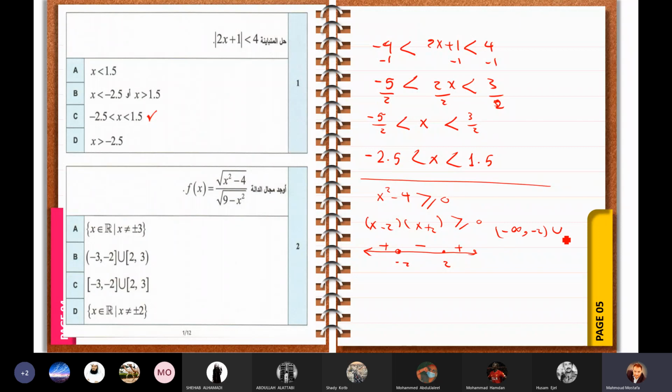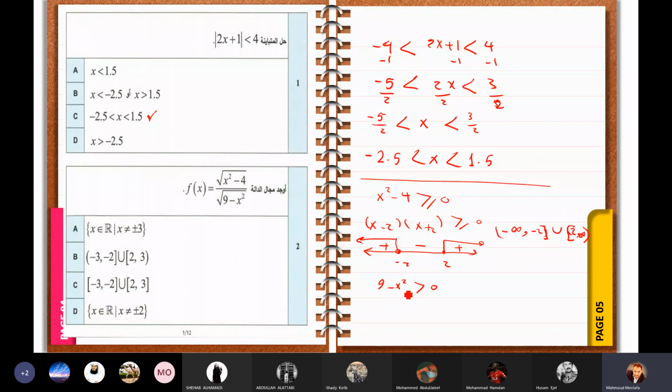Yes. Union 2. Teacher, but the 2 closed, right? 2 closed here, 2 to infinity. Okay. What about the denominator? Same way, 9 minus x squared greater than, or we can here put direct greater than. Why? Because it cannot be 0. Okay? So we remove the zeros for the denominator directly.